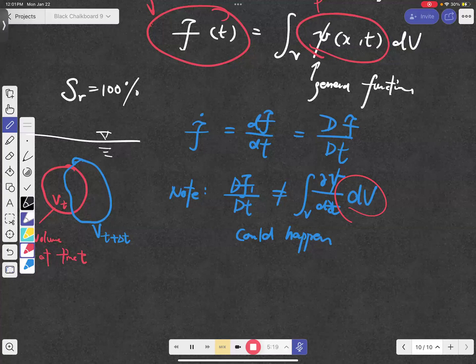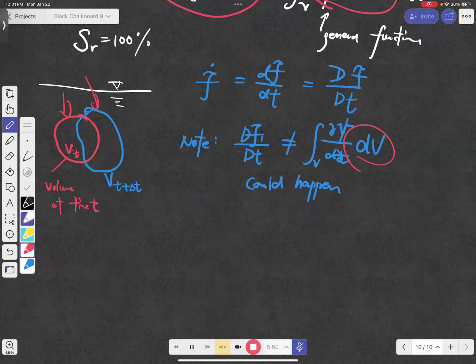The volume itself is not fixed; it changes over time. So the dV is not a constant. It's the dV in the current configuration, not the reference one. I'm integrating over dV, and from time t to t plus delta t, the configuration is changing, right? So the meaning of the derivative, following the material, is changing over time. So the order actually matters a lot.